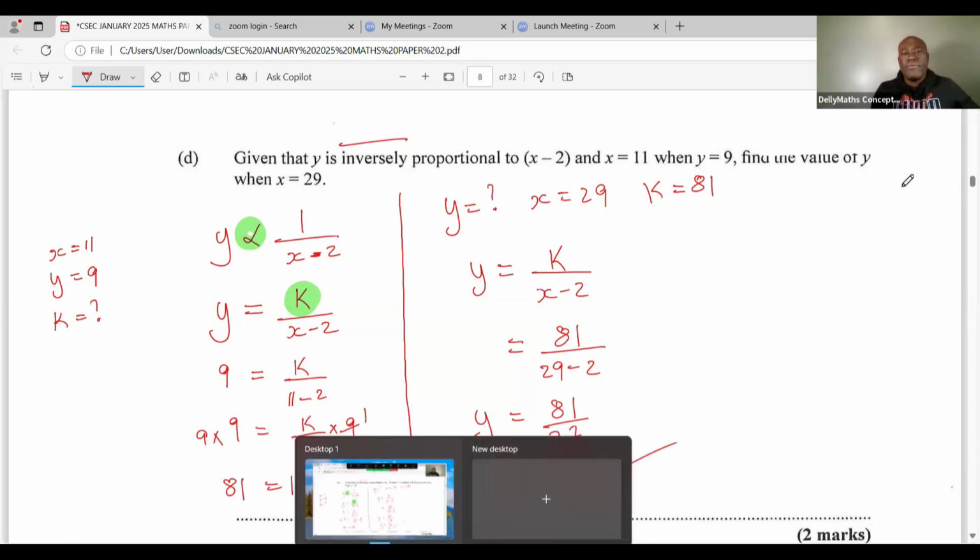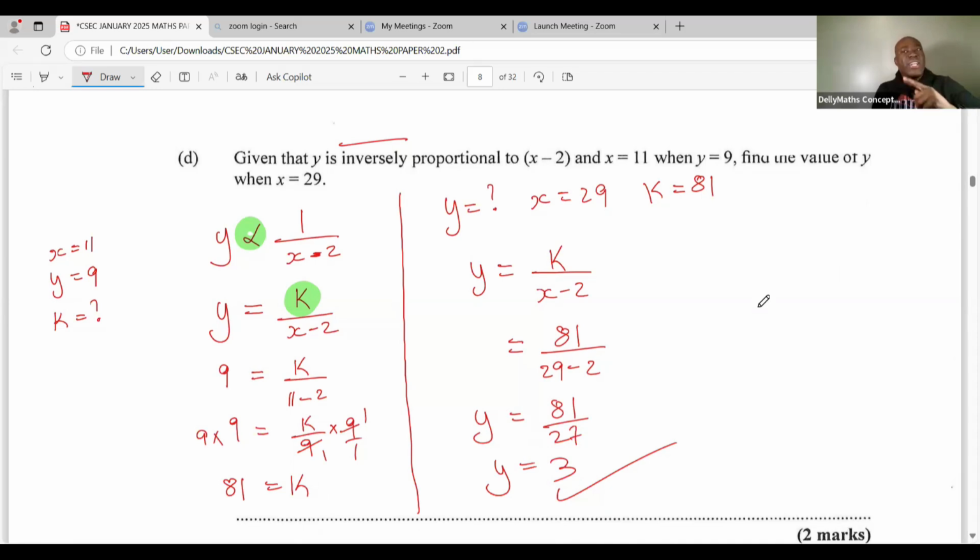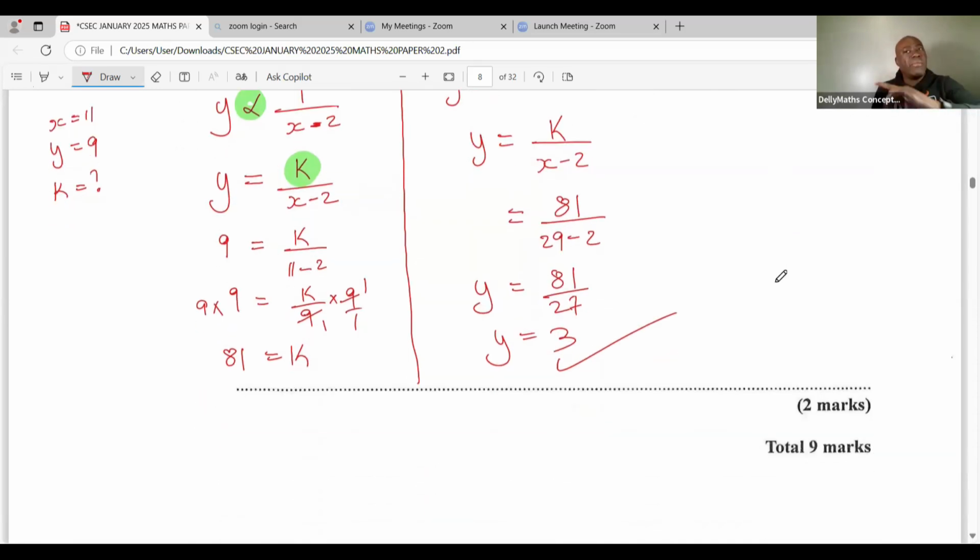So there it is. That's our first two questions, January CSEC fully worked out. All right. See you next time when I'll be working out from question 3 going forward.